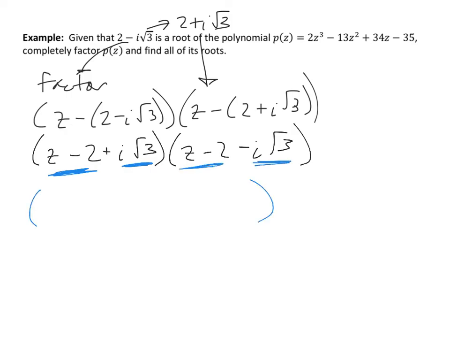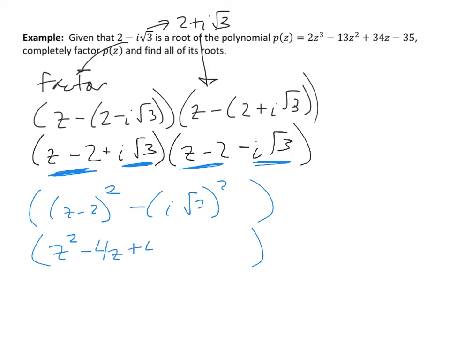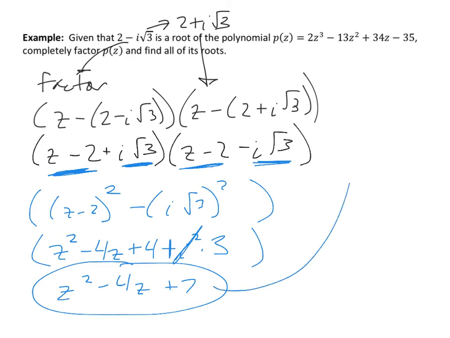Because I have that, I know that this is going to be z minus 2 squared minus i root 3 squared. And then I can expand these, right? The inside of this is z squared minus 4z plus 4, and then minus i squared times root 3 squared, which is 3. But the i squared is negative 1, which will make this plus, so this becomes z squared minus 4z plus 7. Now all I have to do is find out how many times this divides into this.